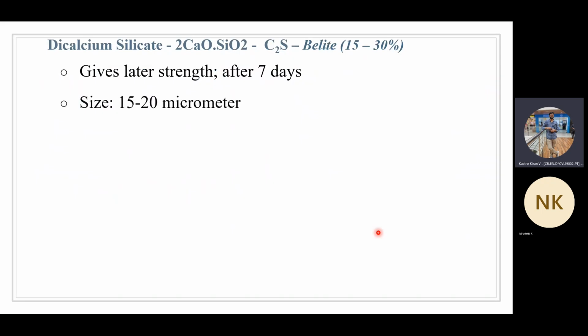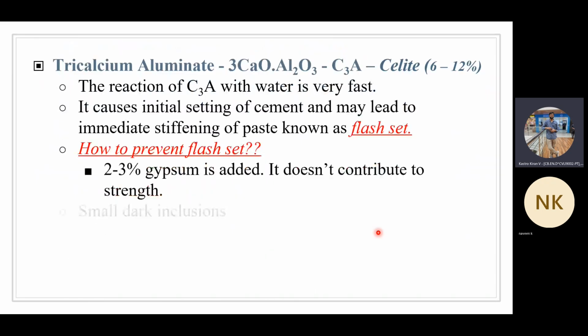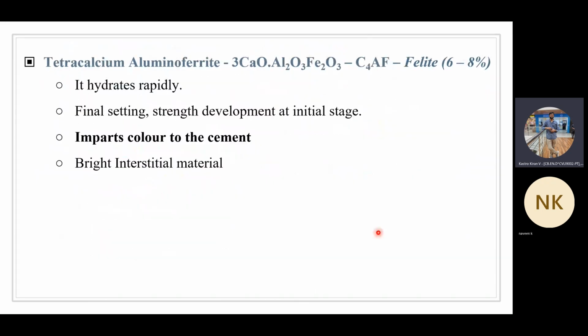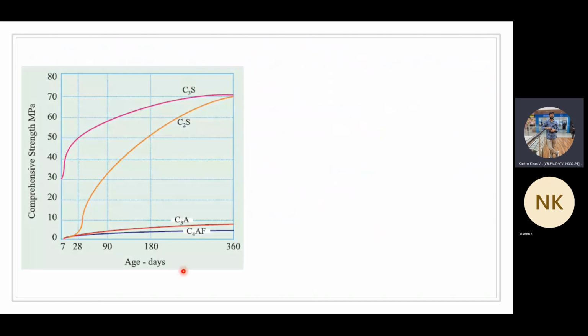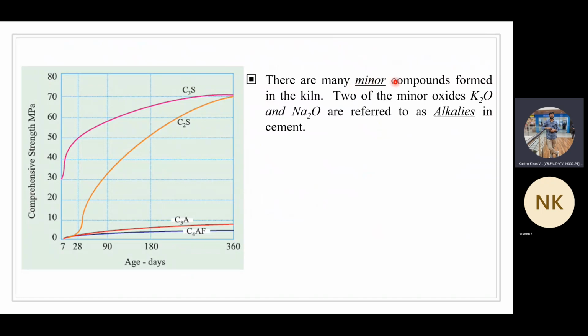Some other compounds are also available. Apart from these 4 Bogue compounds, that is C3S, C2S, C3A, and C4AF, we also have other minor compounds, and among those minor compounds, 2 of the most important are K2O and Na2O, that is potassium oxide and sodium oxide. These 2 minor oxides are called alkalis in the cement.